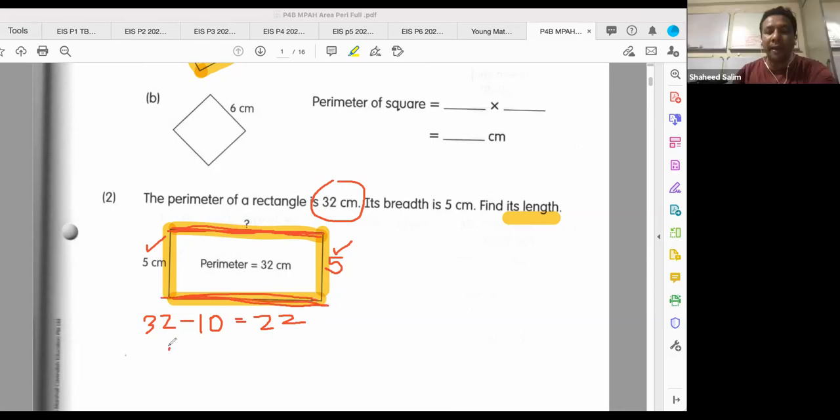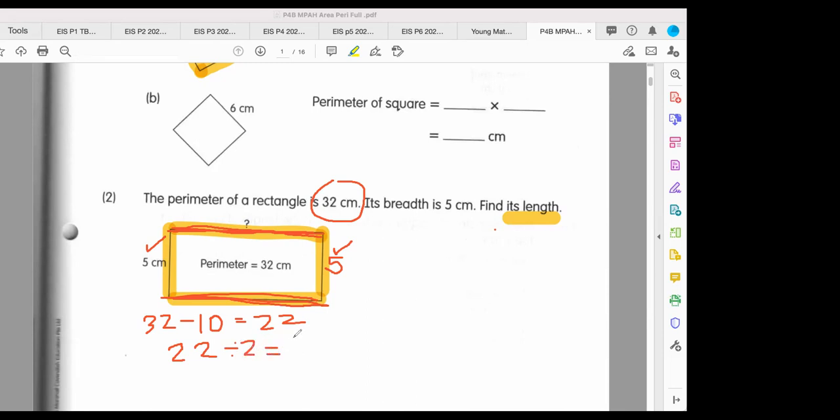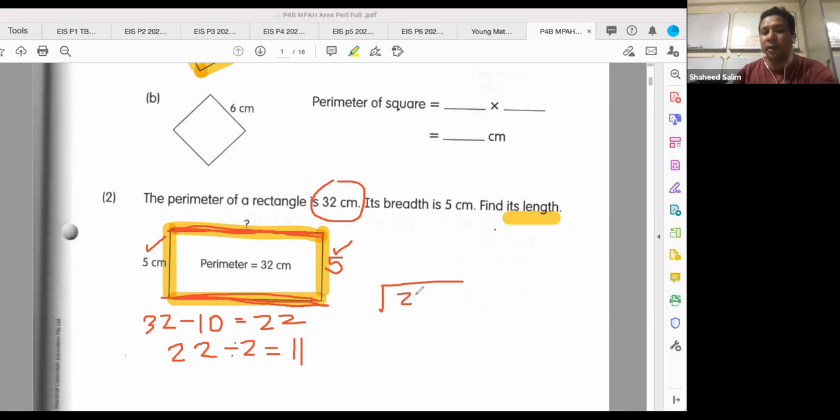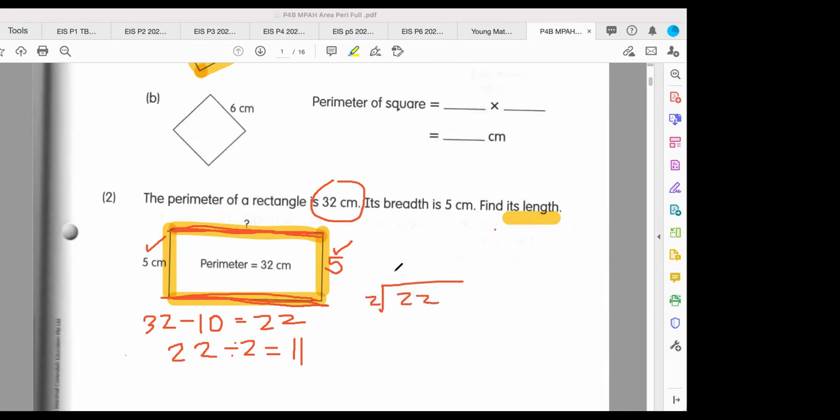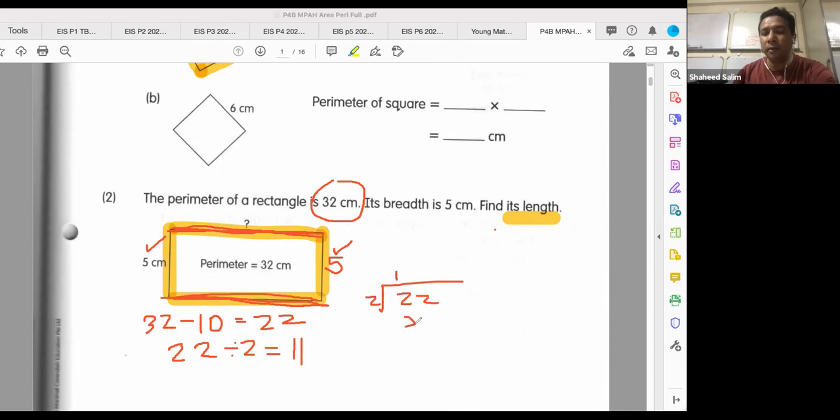So down here, 2 lengths is 22. You want to find one length, so you must divide by 2. Okay, so you get 11. You're not sure? Down here, you get 11. See? You divide by 2, you get 1. Divide by 2 again, you get another 1.